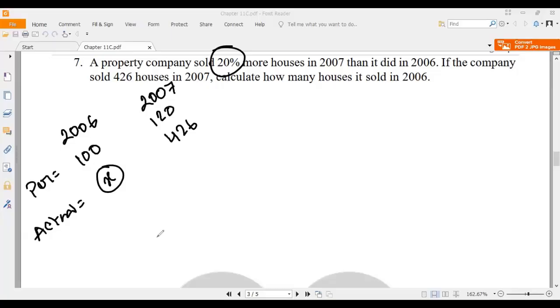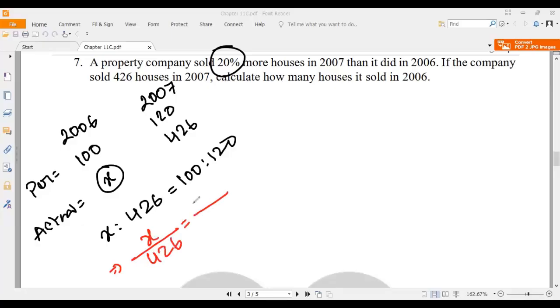So by using the ratio method, you can easily say X is to 426 equal to 100 is to 120. Simple. The second method we have already applied. So here X by 426 equal to 100 divided by 120, and now the value of X will be 100 multiplied by 426 by 120. Now we need to do the calculation, then we can find our final answer.